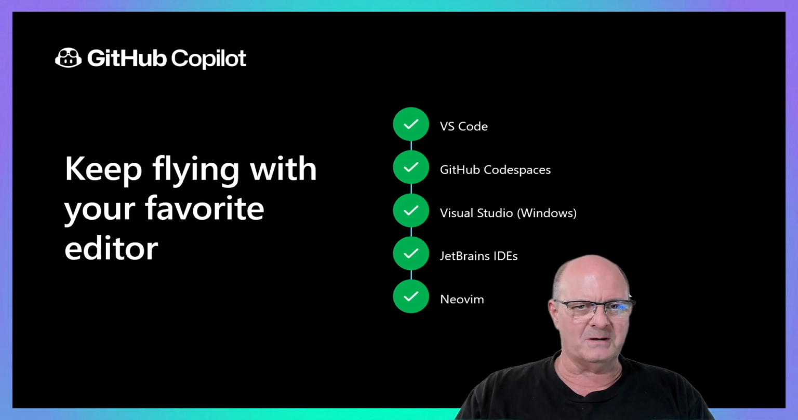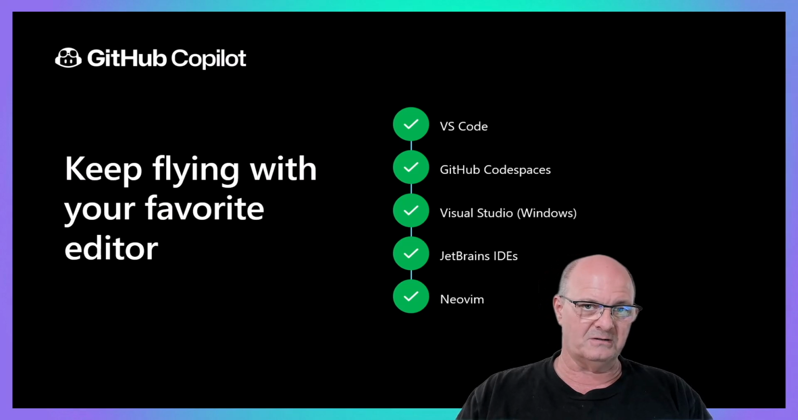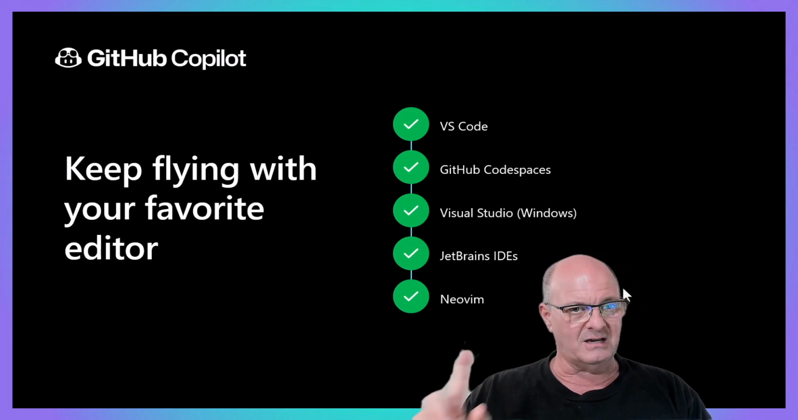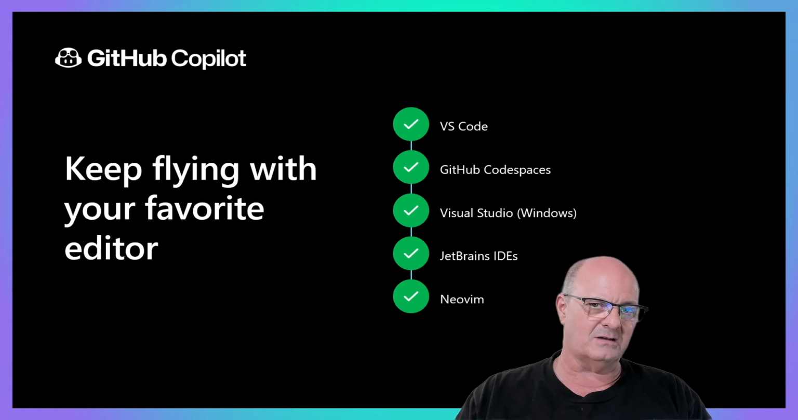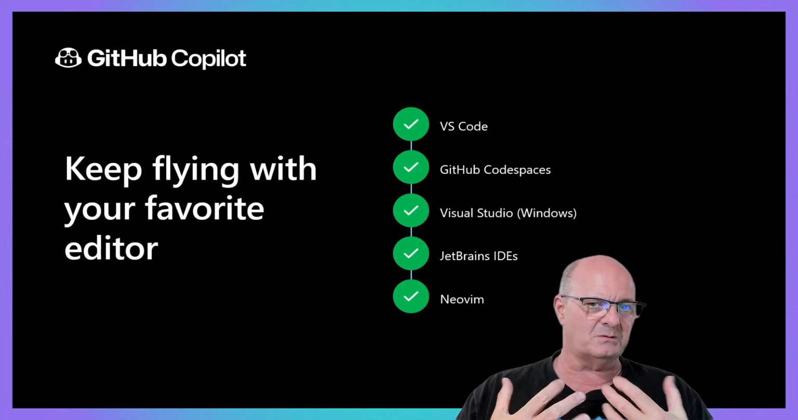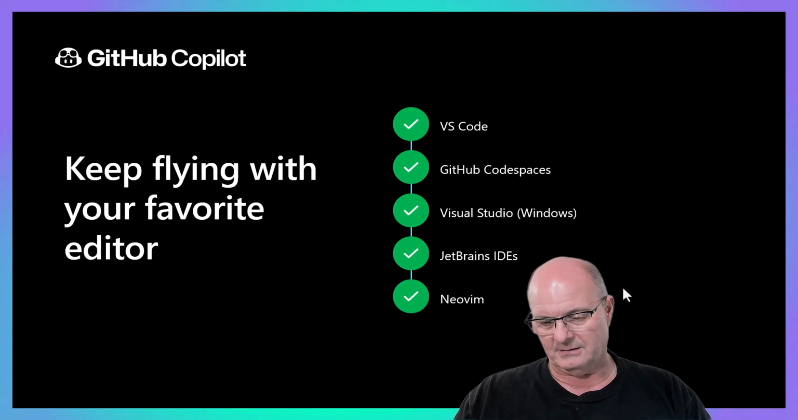Where can you use GitHub Copilot? VS Code, GitHub Code Spaces, which is our online version of VS Code. So when you go into GitHub and you click on the Code tab, which you might have seen before, there's now a new tab, which is Code Spaces. You can create a code space, which is basically, it goes out to something called a hosted runner on GitHub.